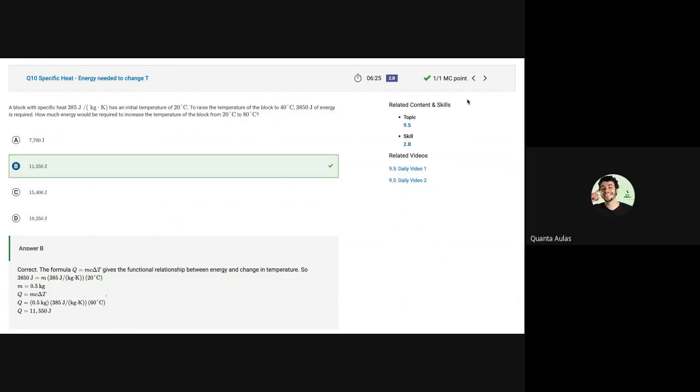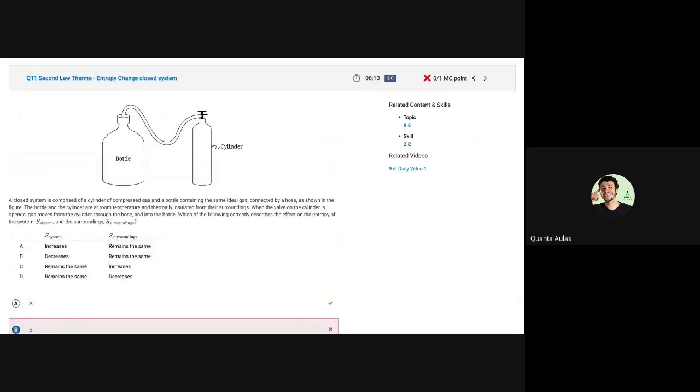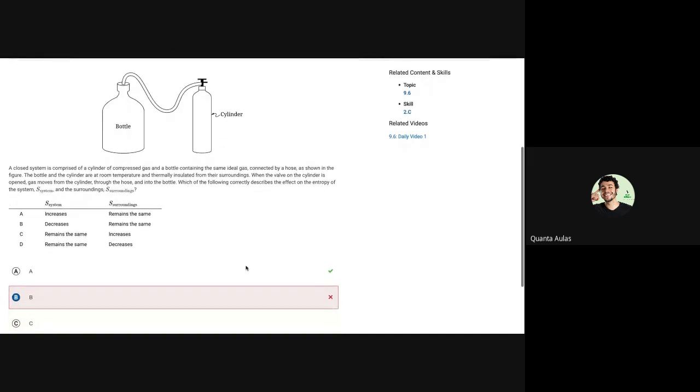But this equation changes a lot if you use it in a gas situation, because this is not a gas situation, right? It's a block with a specific heat. If you use this equation for a gas, you will have a lot of problems. It's very hard because this equation will depend on the quantity of particles in your molecules. So it's very hard.